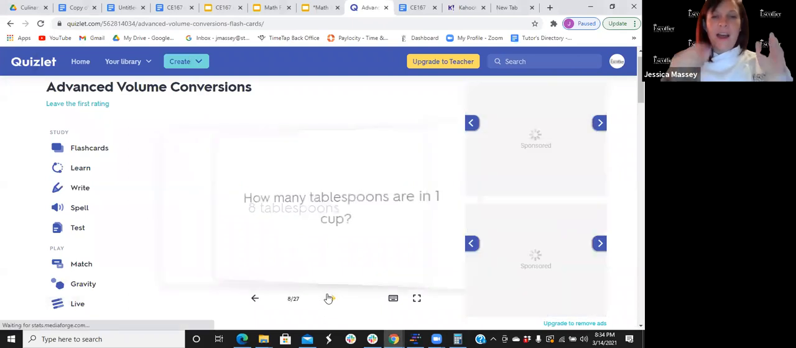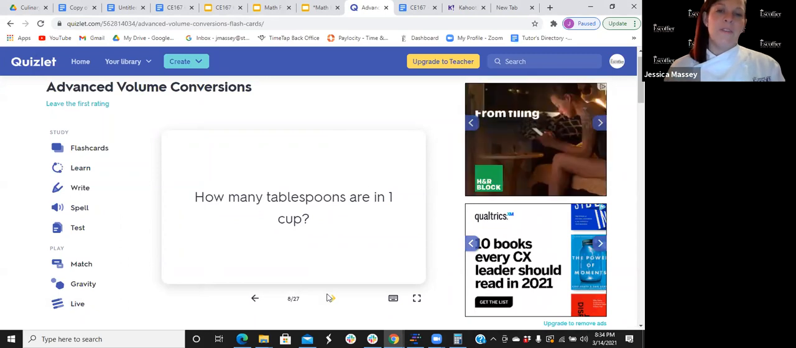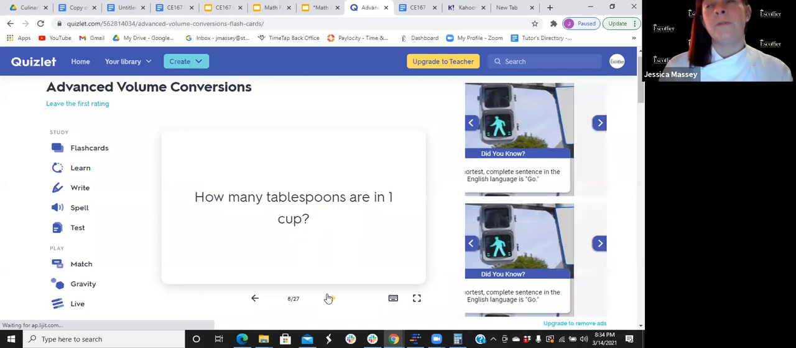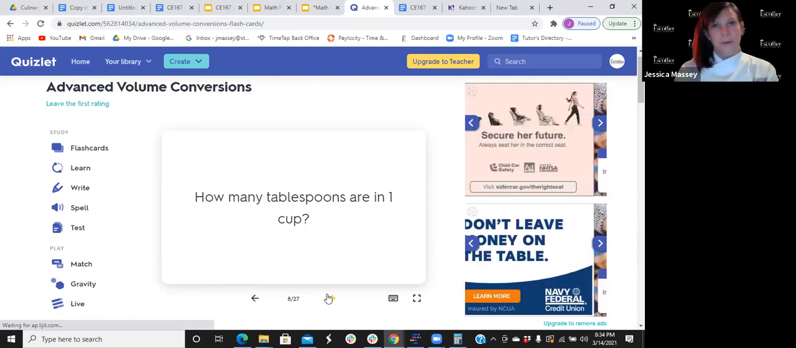But a lot of you got it. I hope I made sense explaining it. But this one's easy now. I've told you too many times. How many tablespoons are in 1 cup? If anyone gets this wrong, were you even listening?